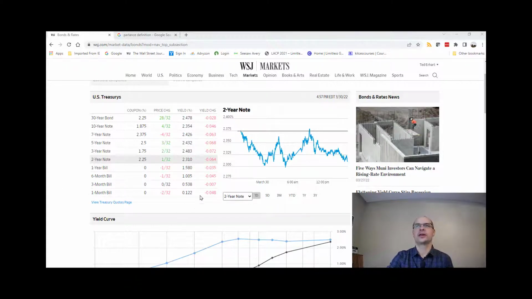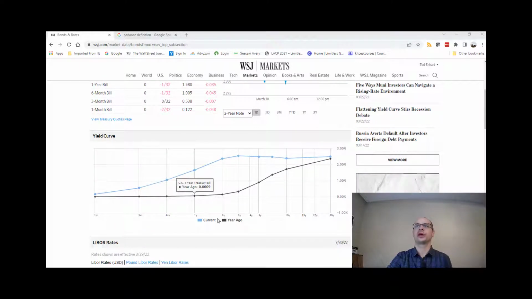A couple weeks ago, I mentioned the 2-year U.S. Treasury was starting to look attractive if you had some idle cash to put to work. At the time, the yield was around 1.9%. Take a look at where it is today. It's at 2.3. This is just in about 2 weeks' time, so we've seen a major move there.